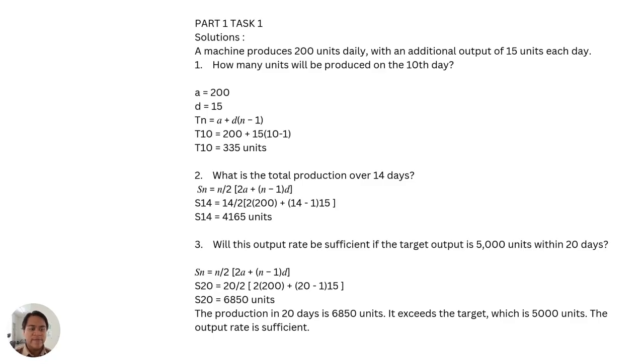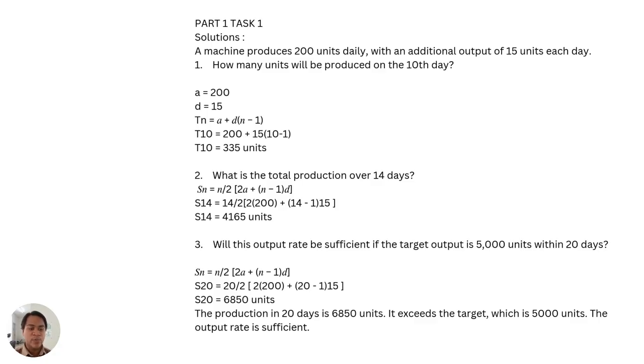So we know that the first term is 200 and D is equal to 15. For this question, we use the formula Tn equals A plus D times n minus 1. So we substitute the information given into this equation and we will get the units produced on the 10th day, which is 335 units. So we go to question 2. What is the total production over 15 days?